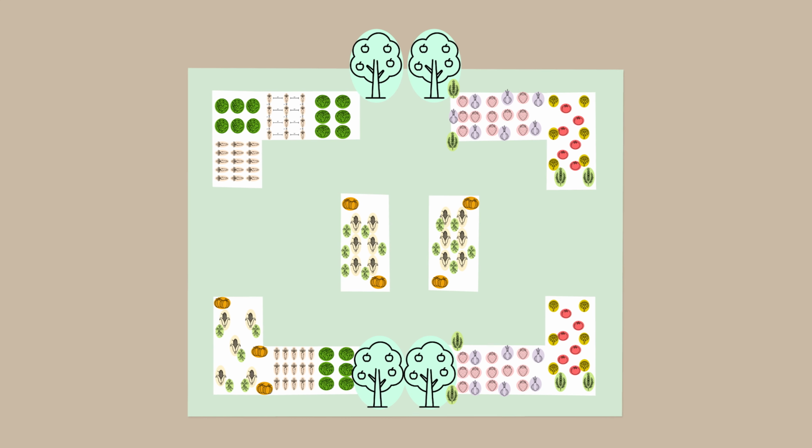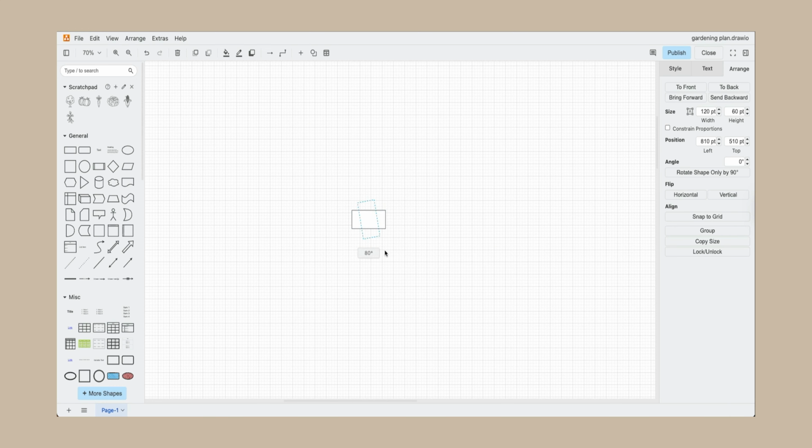Today, I'll show you how to use Draw.io to design a clear, organized garden layout before you even get your hands dirty. Let's open up a blank diagram and get busy. First, we'll set up our foundation by dragging in some rectangles.